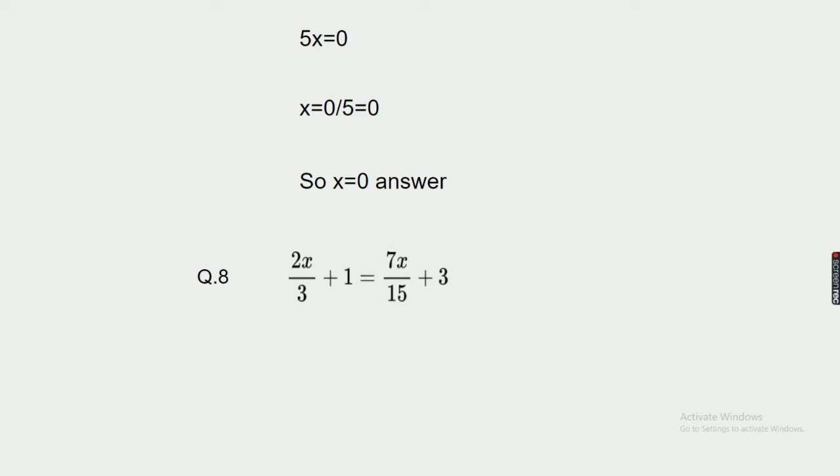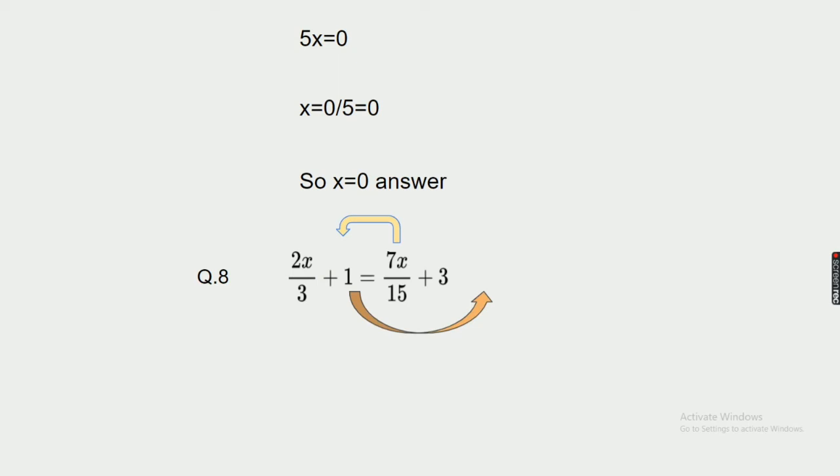Here is another example. 2x upon 3 plus 1 is equal to 7x upon 15 plus 3. Now here again we have variable on both the sides of the equation. Okay, we would transpose one of the variables to the other side and constants to the other side. So, we would transpose 7x upon 15 to the left hand side and transpose 1 to the right hand side.